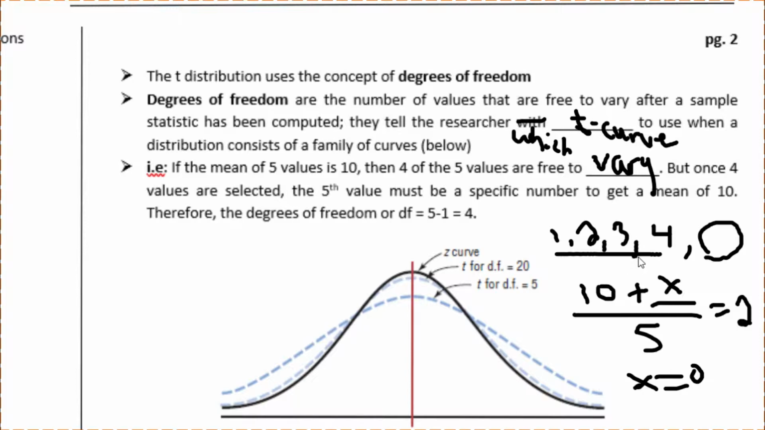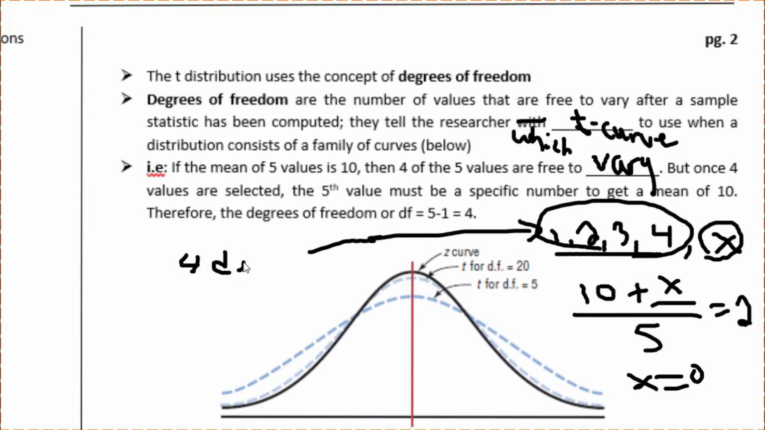So we say that we have 4 degrees of freedom. These guys are free to change, but this guy cannot change. So once these change, this guy has to be a certain value. All right. So in this case, we have 4 degrees of freedom. These guys can change and vary. Okay. So we have 4 degrees of freedom in that example.